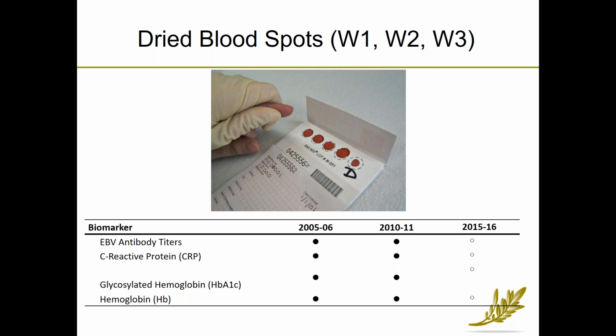This is just a reminder that for the dry blood spots, for the first 3 waves of NSHAP, this picture shows you the card and the procedure in which a research assistant collected dry blood spots from individual participants in their home. You can see that the research assistant, with the gloved hand, is squeezing the finger of the participant and producing 5 discrete spots that land in those circles.